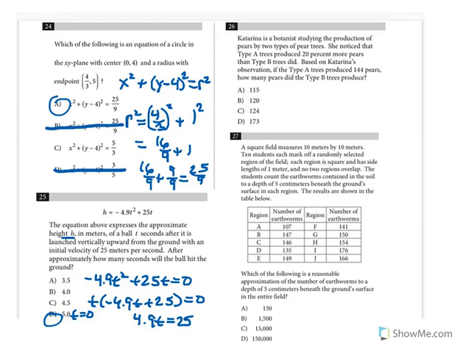Katerina is a botanist studying the production of pears by two types of pear trees. She noticed that type A trees produced 20% more pears than type B trees did. Based on Katerina's observation, if the type A trees produced 144 pears, how many pears did the type B trees produce? So type A produced 20% more. That means type A equals type B plus 20% more, so 1.2 times B. This was just like the tax problem we recently did. We're saying A equals B plus 0.2 times B. That means 144 equals B times 1.2.